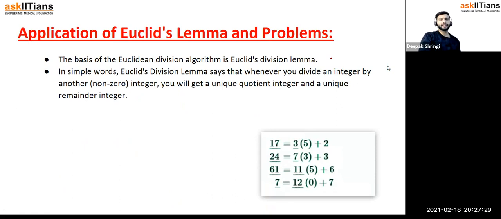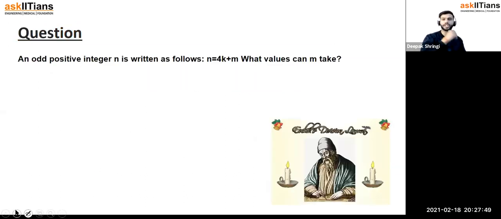सो एप्लीकेशंस के अंदर देखो गाइस, the basis of Euclidean division algorithm is Euclid's division lemma. In simple words, Euclid's division lemma says that whatever you divide an integer by another integer, you will get a unique quotient and a unique remainder. Absolutely, that we know, right? Whenever you are dividing a number by another number, you will get a unique quotient as well as a unique remainder. Fine.